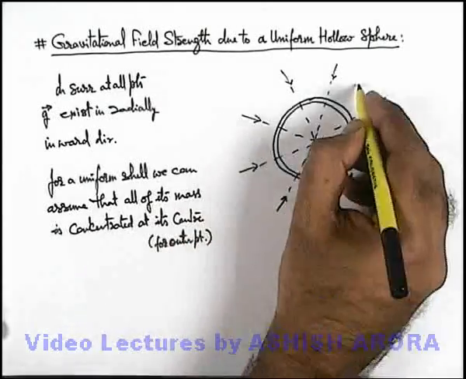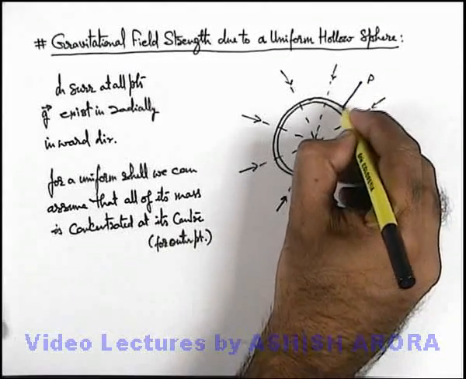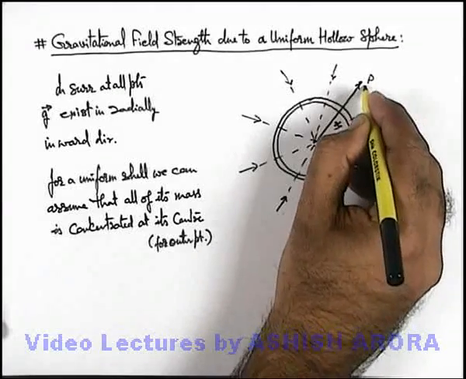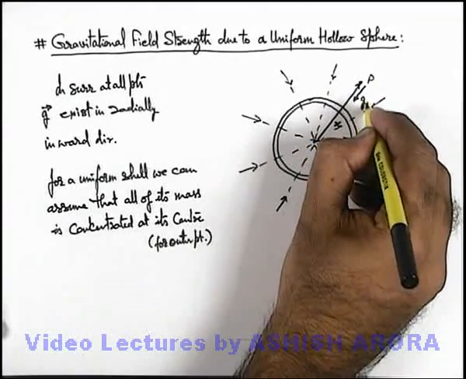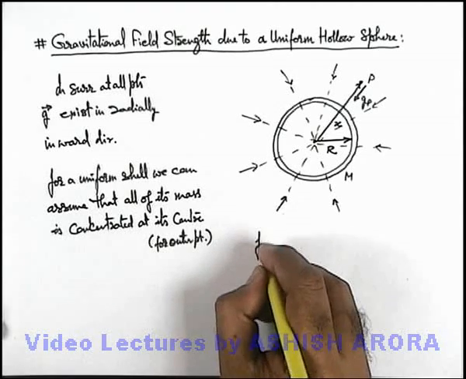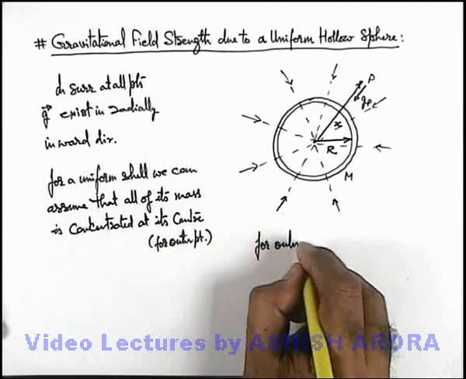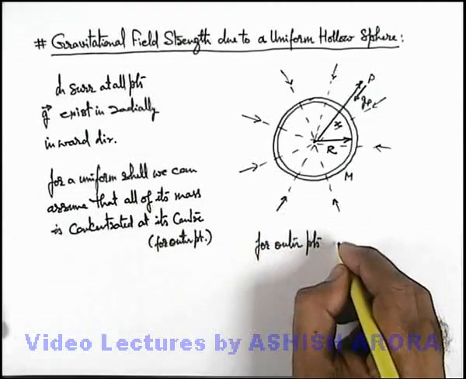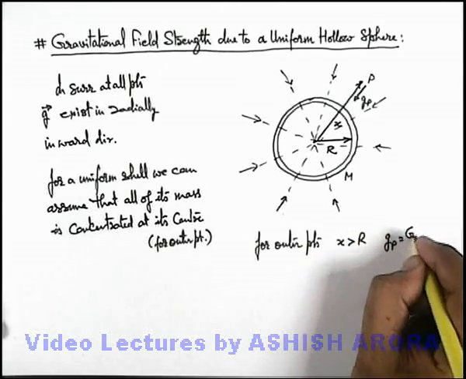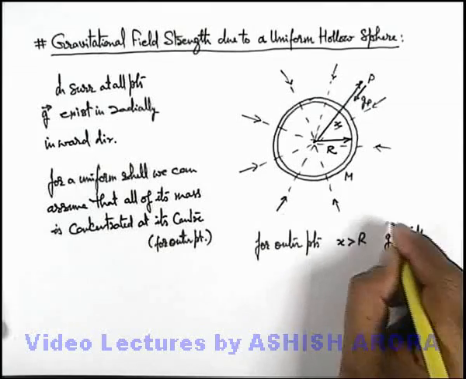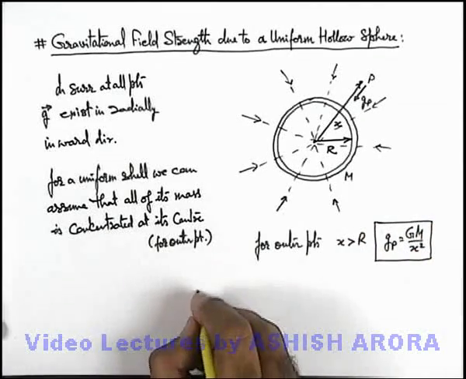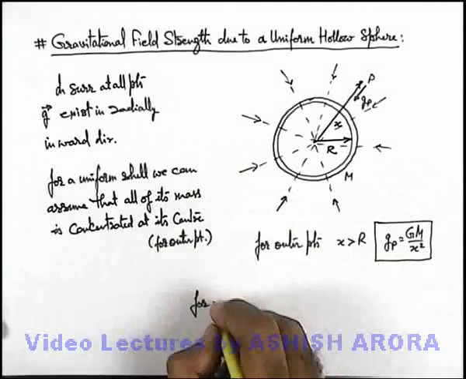So if at any point P outside, located at a distance x from the center, we wish to find the gravitational field, Gp will exist in inward direction, and we can simply state for outer points, x more than r, the gravitational field at point P can be written as GM by x square. We can directly use the result of a point mass.